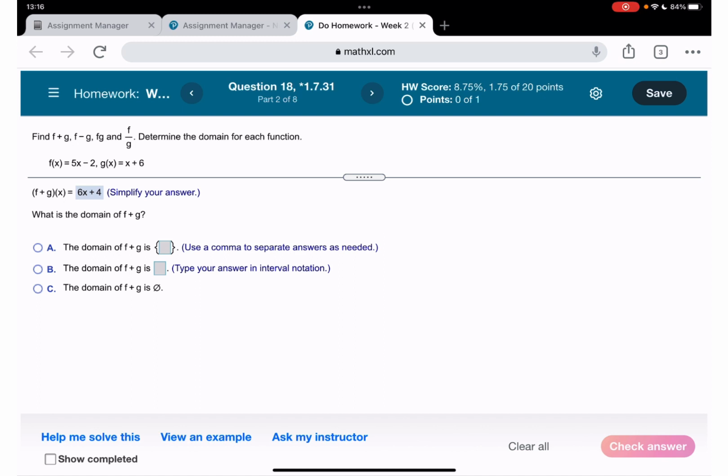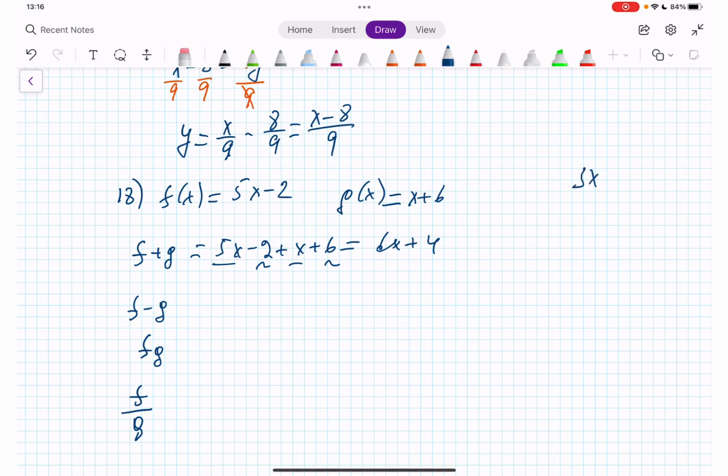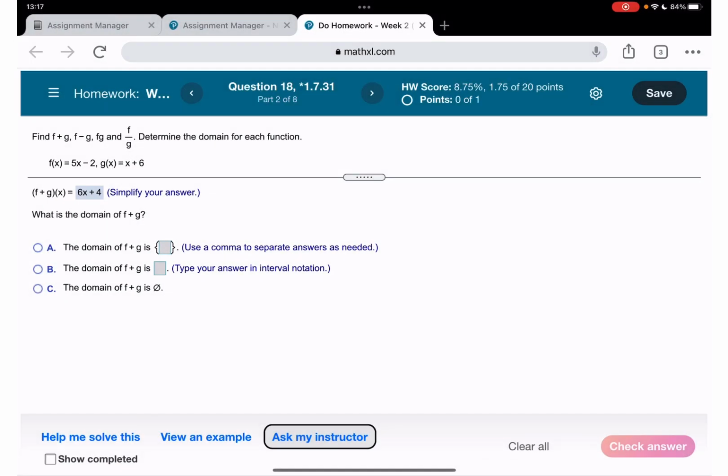The domain of f plus g. Remember, the domain is the set of x values, what values x can have. Domain has restrictions only when we have division by x, a fraction with x in the denominator. For example, if I have 3x plus 2 over 2x, then we have a restriction: the denominator cannot be equal to 0. But here we have a linear expression, f plus g equals 6x plus 4, so x can be anything.